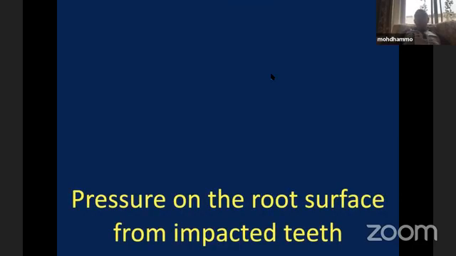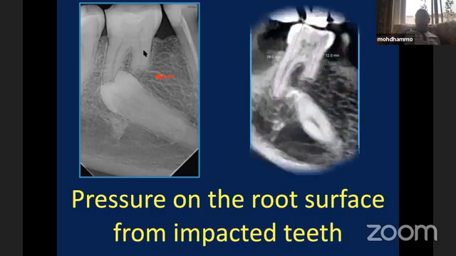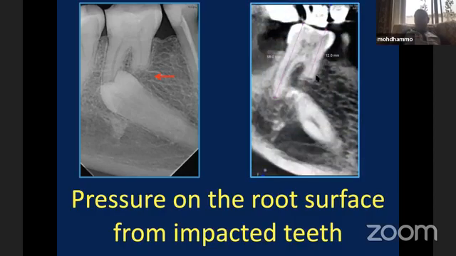Another cause of resorption is pressure on the root surface from an impacted tooth. You can see here, this impacted premolar caused resorption of the mesial root of the first molar, and you can see here the resorption. Fortunately, the distal root did not resorb yet, but the mesial root has resorption.